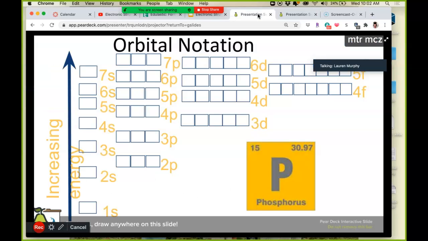Okay, so we ended talking about how to organize the electrons around the nucleus of an atom. And now we talked about the quantum mechanical model, and the quantum mechanical model is just a much more complicated model than the Bohr model. Now, I'm still going to use the Bohr model as a reference because it's kind of just easier to look at and easier to use.